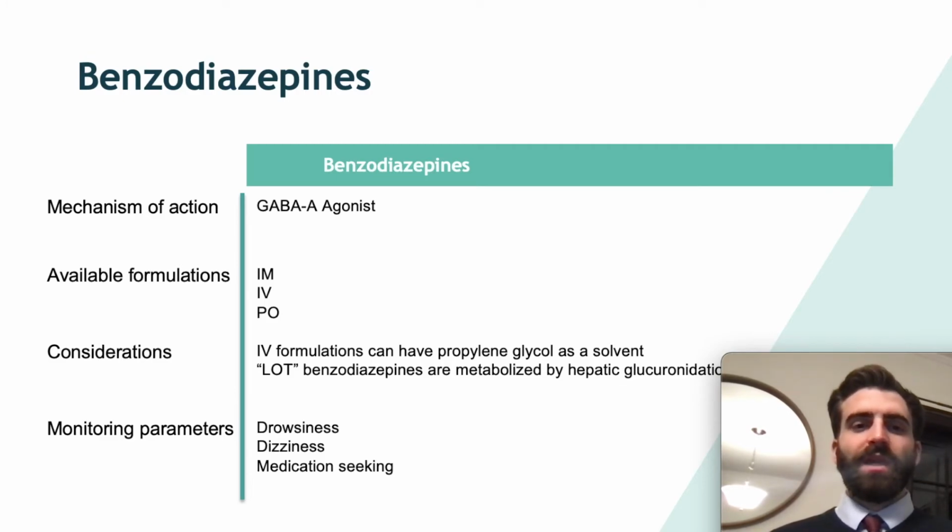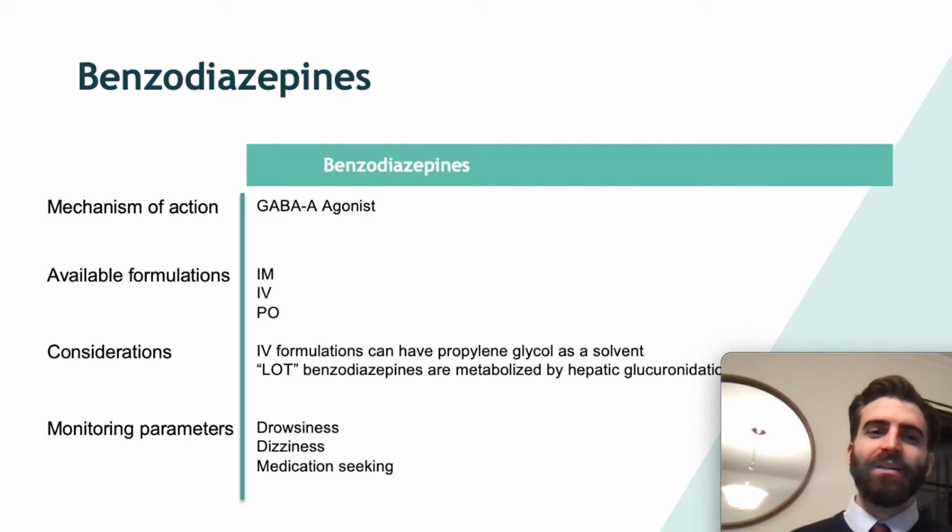Benzodiazepines are GABA-A agonists. GABA is the primary inhibitory neurotransmitter in the brain, so agonizing this slows things down in the brain. That's why benzodiazepines are good for acute agitation, seizures, anxiety, alcohol withdrawal, insomnia, and more. So benzos have many uses. Additional GABA-A agonists are things like barbiturates, and alcohol is actually a GABA-A agonist as well. Available formulations are IM, IV, and PO.